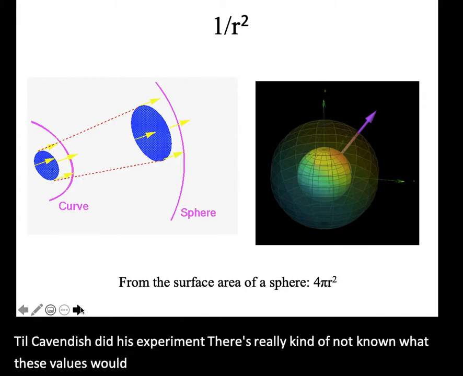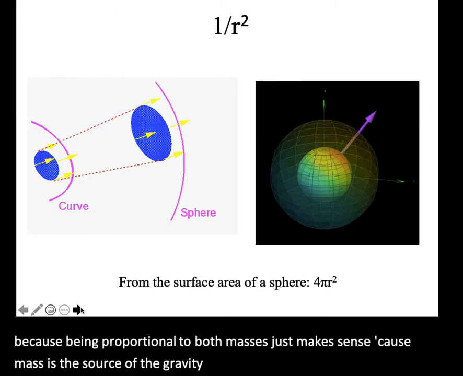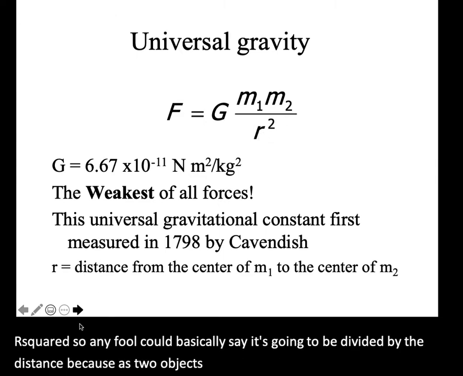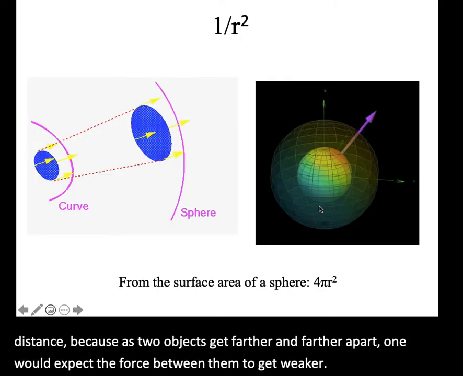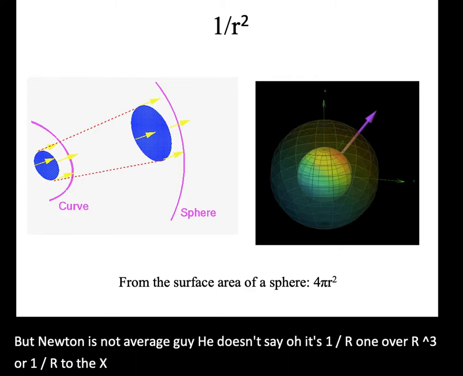But he was pretty confident in his proposal because being proportional to both masses just makes sense, because mass is the source of the gravity. But I wanted to spend a second on r squared. Any fool could basically say, oh, it's going to be divided by the distance, because as two objects get farther and farther apart, one would expect the force between them to get weaker. But Newton is not an average guy. He doesn't say, oh, it's 1 over r, or 1 over r cubed, or 1 over r to the x, right? He says specifically 1 over r squared.